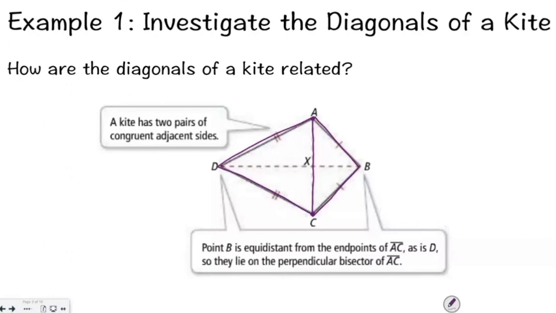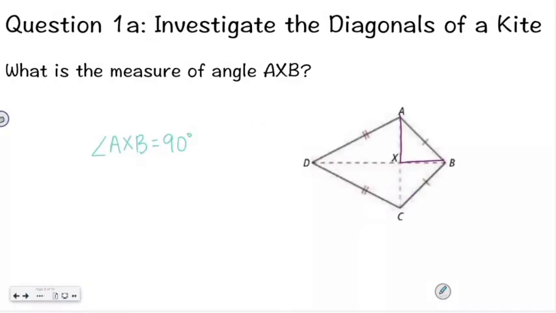A kite has two pairs of congruent adjacent sides. Point B is equidistant from the endpoints of line AC, as is D, so they lie on the perpendicular bisector of line AC. Question 1a. Investigate the diagonals of a kite. What is the measure of angle AXB? The measure of angle AXB is 90 degrees.